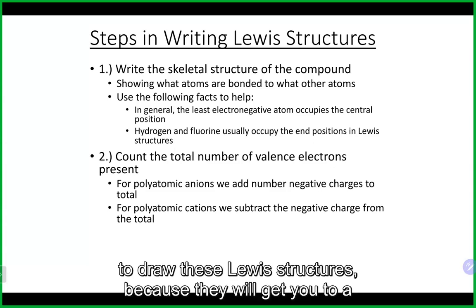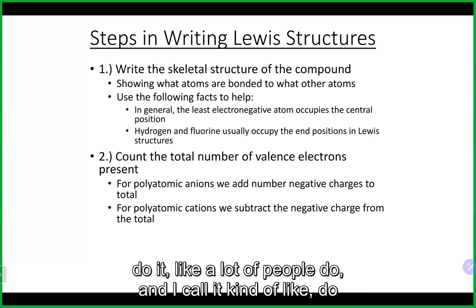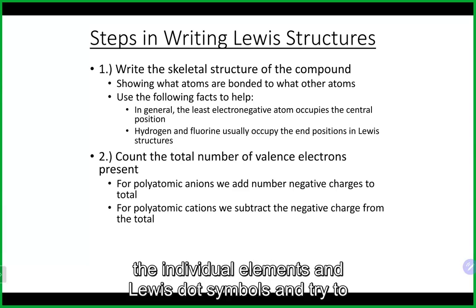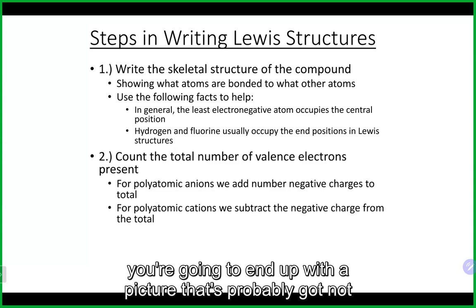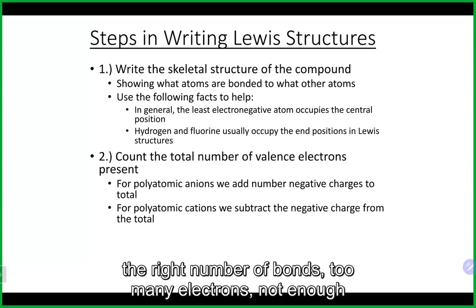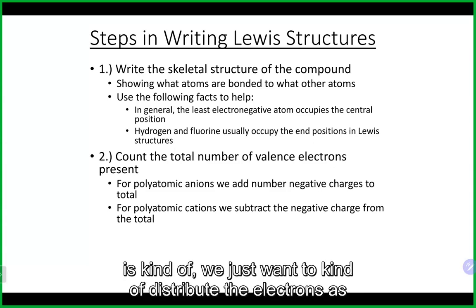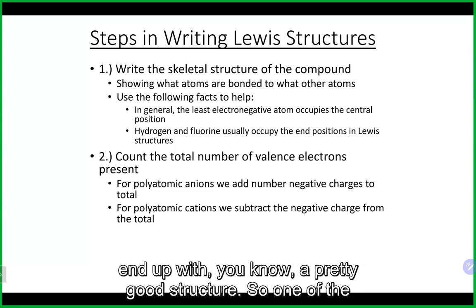All right, so I would recommend that you follow these instructions on how to draw these Lewis structures, because they will get you to a pretty good picture when it's all said and done. If you try to do it like a lot of people do, and I call it doing it by piecework, where you take all the individual elements and Lewis dot symbols and try to figure out how all the electrons come together, usually you're going to end up with a picture that's probably got not the right number of bonds, too many electrons, or not enough electrons. So what we want to think about as we're doing this is we just want to distribute the electrons as equally to everybody as possible. And that usually will end up with a pretty good structure.